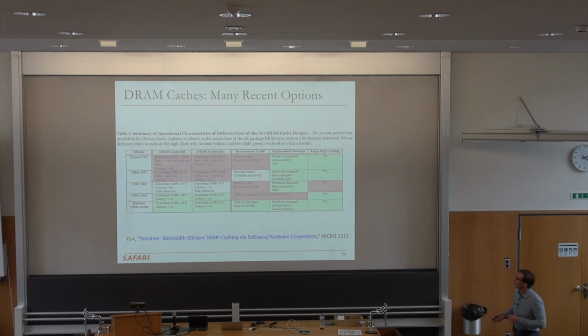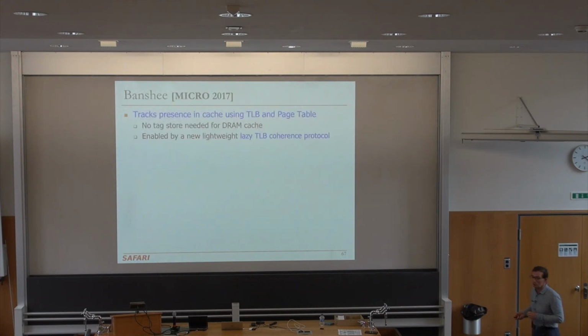Clearly, there are trade-offs over here. And this paper is interesting because it's using a software-hardware cooperative mechanism. And I think this is very interesting to look at going forward. It tracks presence in a DRAM cache by using the TLB and the page table, meaning that you don't need a tag store anywhere except for the TLB and the page table, right?